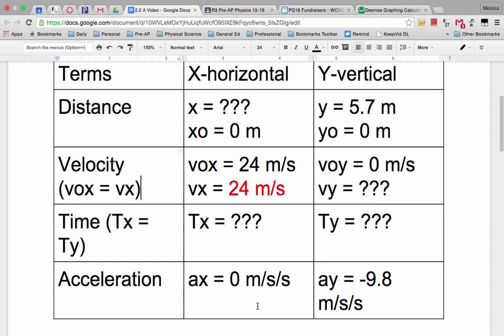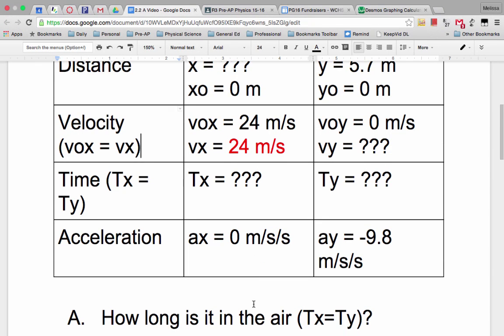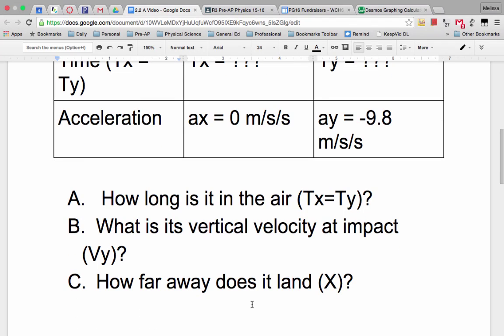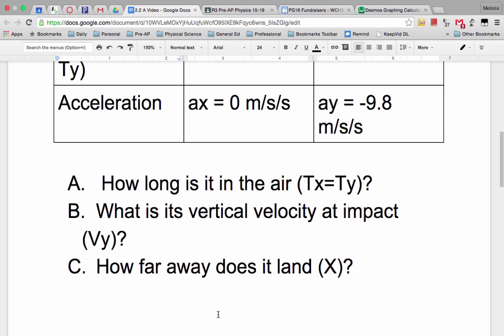So now let's look at what you need to solve. First thing you need to solve is how long is it in the air? Meaning, find Tx equal to Ty. Part B, what is its vertical velocity at impact? How fast is it going down to the ground? That's your Vy. And finally, how far away does it land? That's your X. So let me walk you through these.